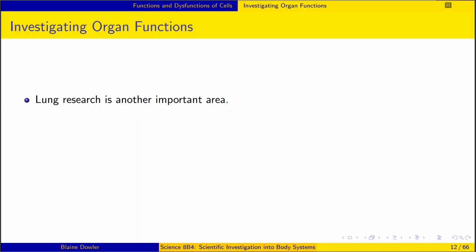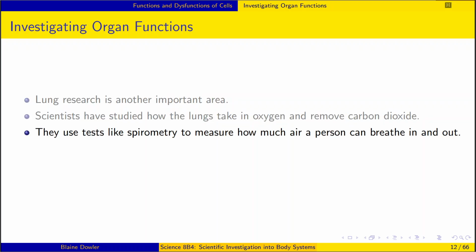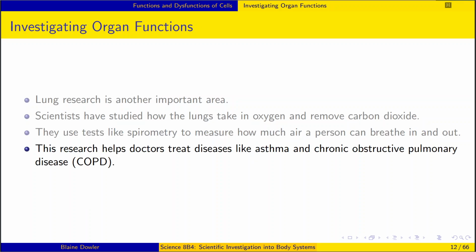Lung research is another important area. Scientists have studied how the lungs take in oxygen and remove carbon dioxide. They use tests like spirometry to measure how much air a person can breathe in and out. This research helps doctors treat diseases like asthma and chronic obstructive pulmonary disease, or COPD.